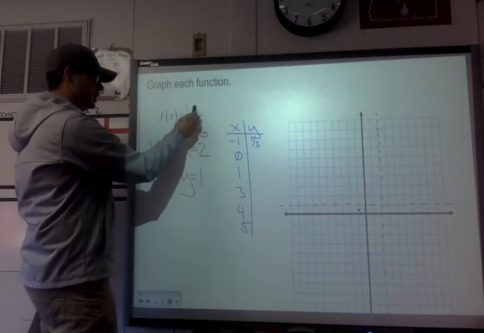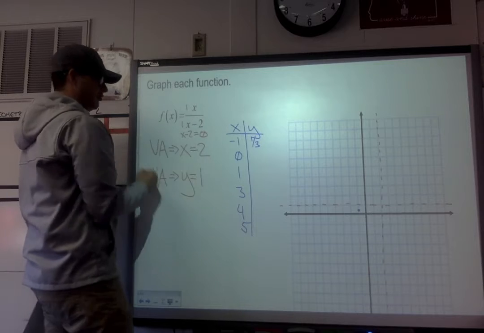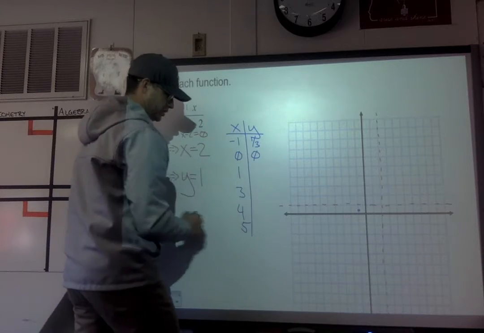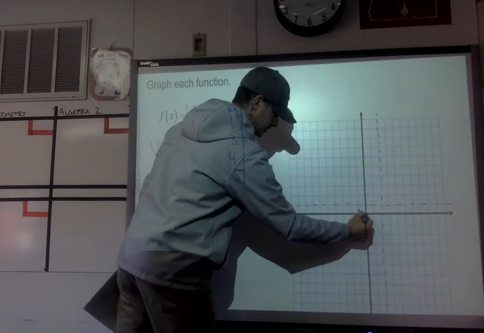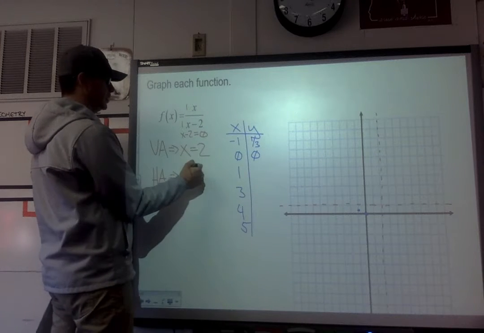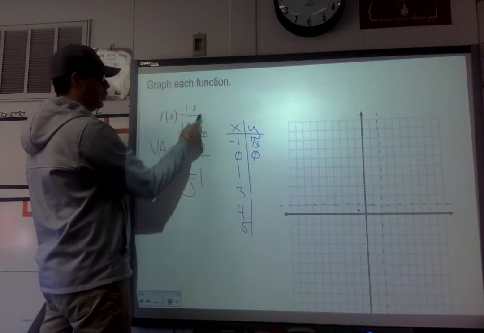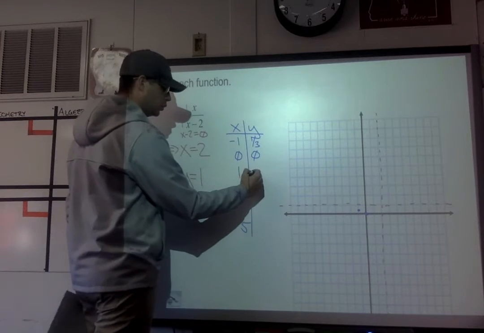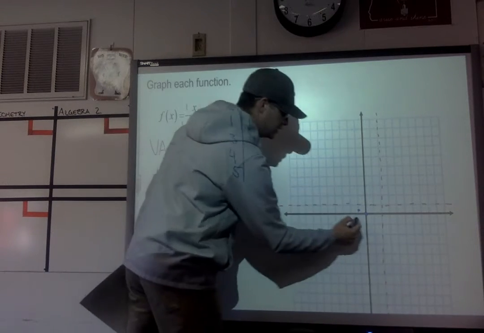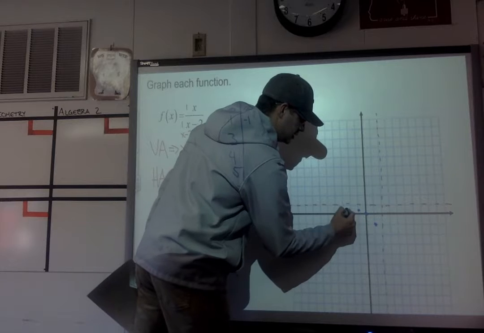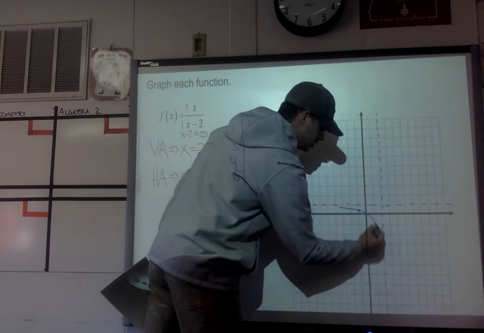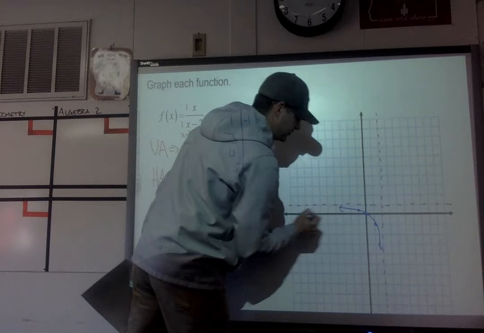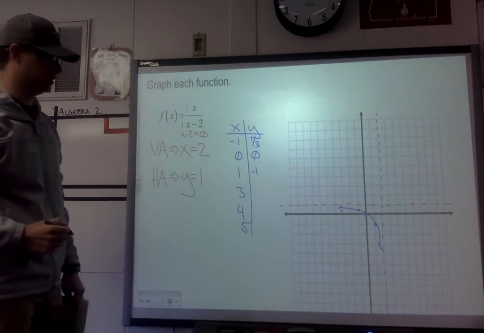Plug in 0. I get 0 over -2, which is 0. So I'm going to have a point at 0, 0. Then when I plug in 1, I'm going to get 1 over 1 minus 2, which is -1. 1 divided by -1 is -1. So that's going to be my graph to the left of my vertical asymptote.